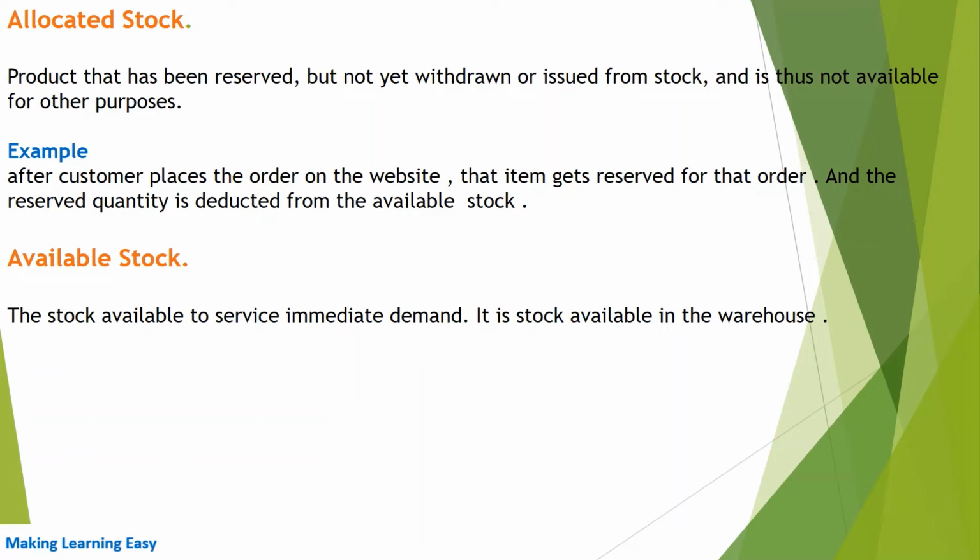What is available stock? The stock available to service immediate demand is called available stock. This stock is available in the warehouse. As soon as the warehouse gets the order details, they start the shipping process.